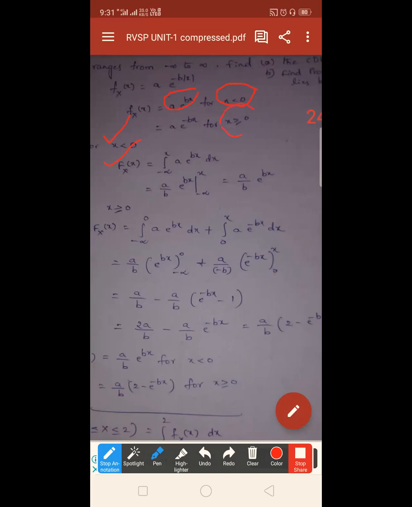Whereas if you consider positive values of x, positive values of x means x greater than or equal to 0. 0 is neither positive nor negative, but here we are considering it in the second range. x greater than or equal to 0. That means positive values. If x is positive, positive into negative becomes negative only. That's why you have to write a into e power minus bx.